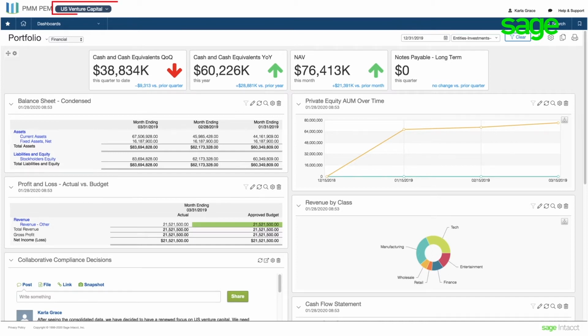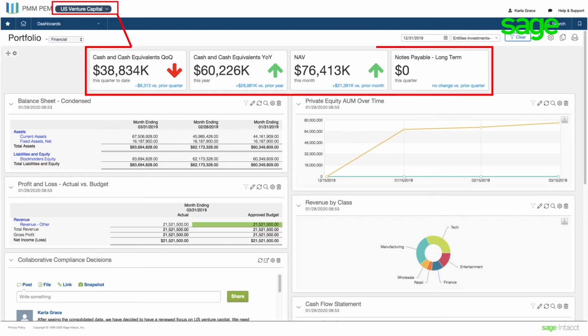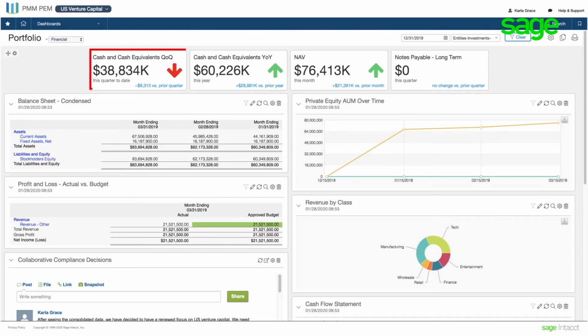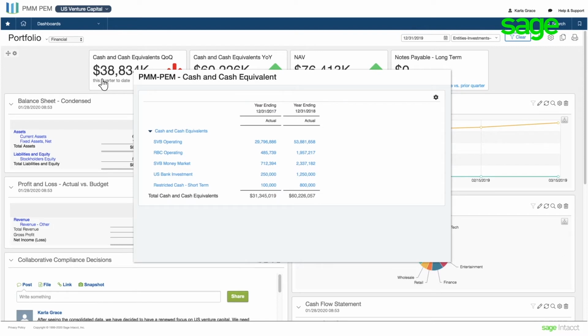In the view of the U.S. Venture Capital Fund, we instantly see the latest financial and operational analysis in key performance indicators. We can see that cash is down versus prior quarter, but up versus prior year. Drilling down into the data, we instantly see the transactions driving that metric. Getting to underlying data right inside the system of record is a key component to staying GAAP compliant and surviving an audit.